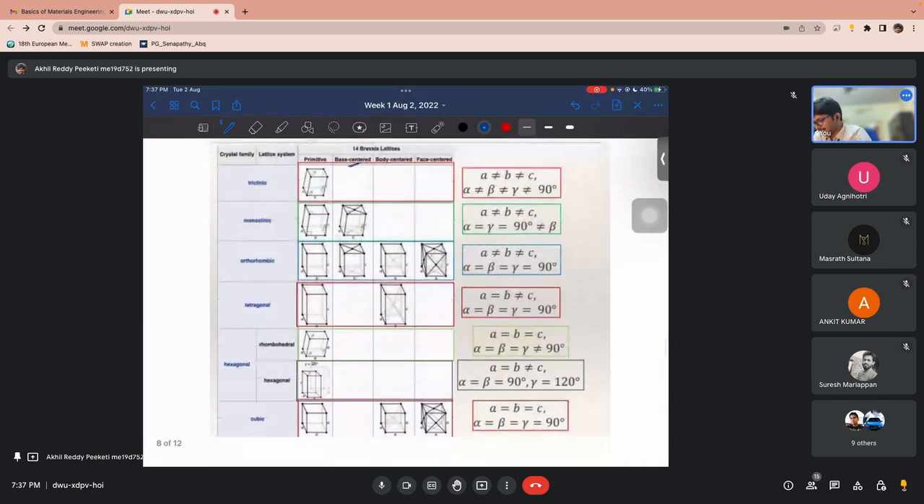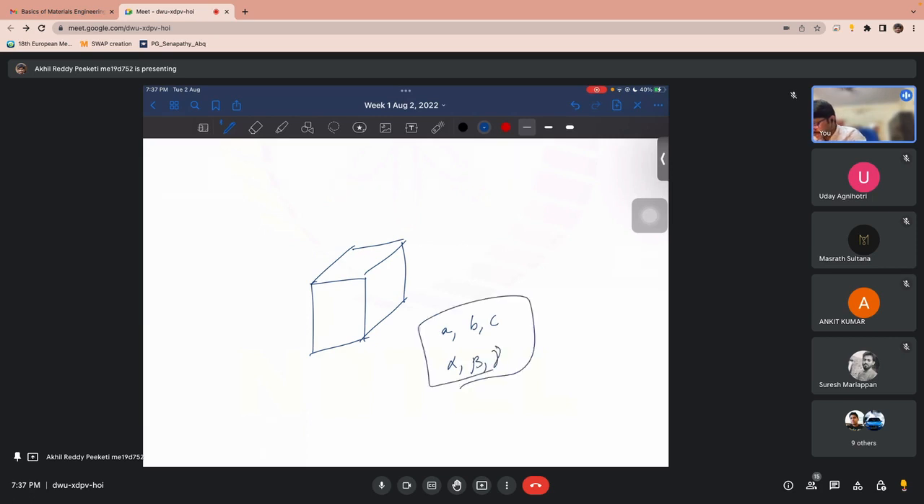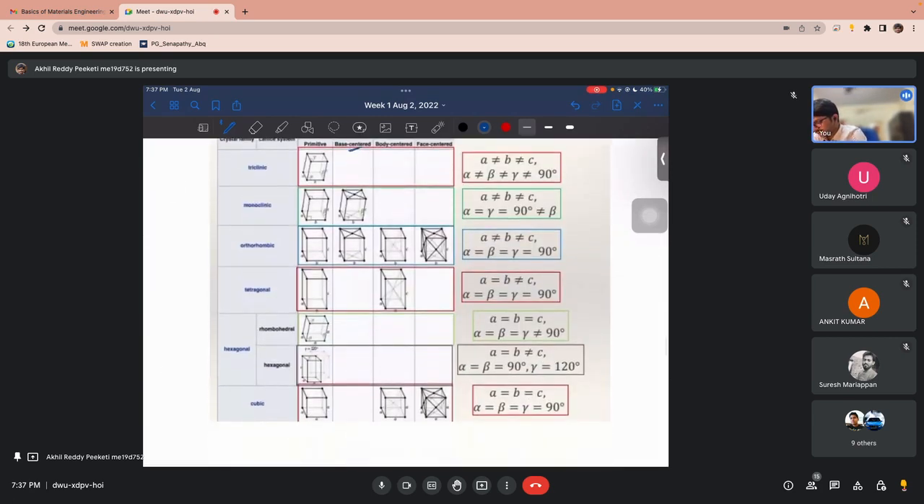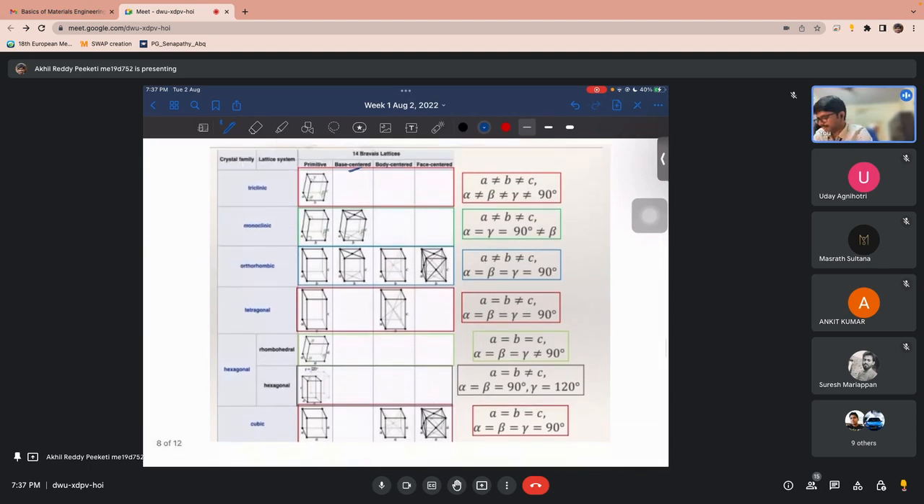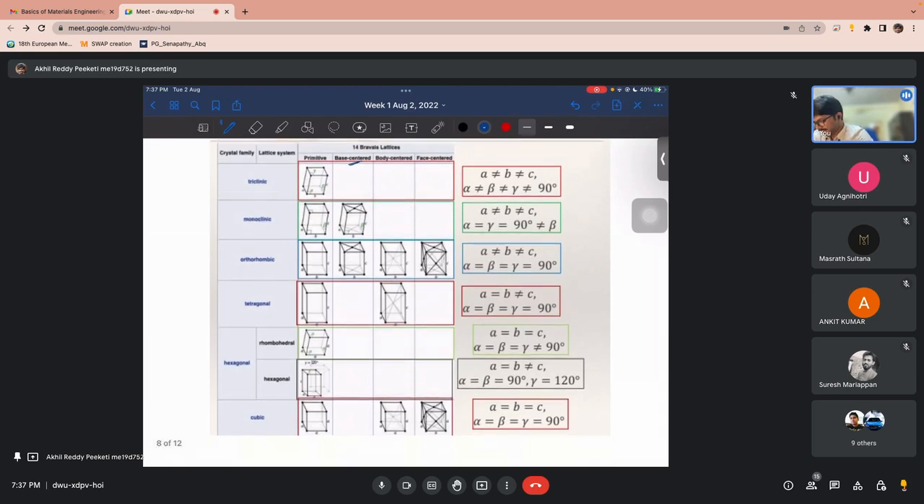Based on the dimensions, we have the lengths a, b, c and the corresponding angles alpha, beta, gamma. Based on this and on the location of the atoms in the structure, we have these 14 combinations. In cubic, the primitive one has atoms only on the corners, body centered has one inside, and there is face centered. These 3 are what we have looked at till now: perfect ideal structures where everything is equal and the angles are 90 degrees.